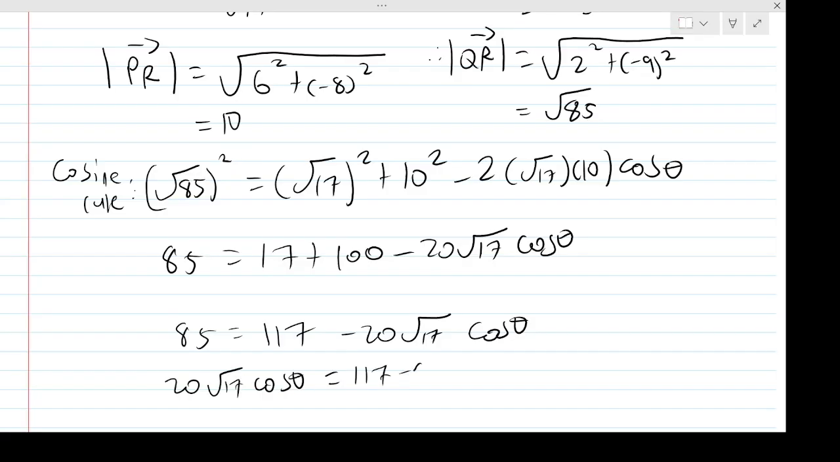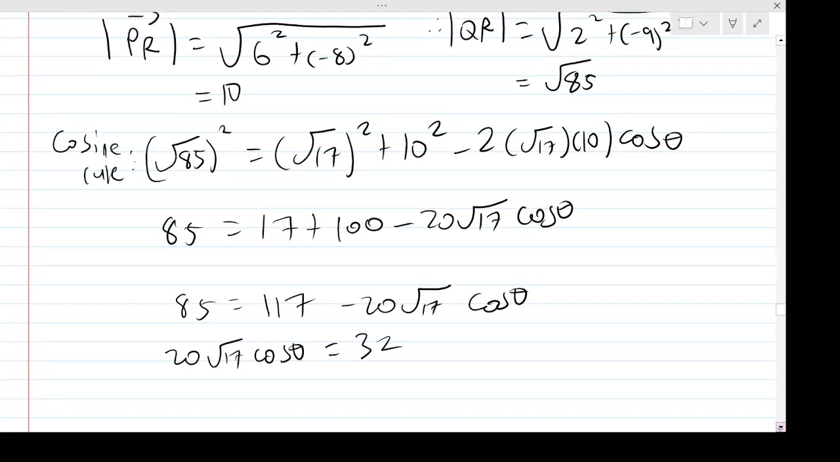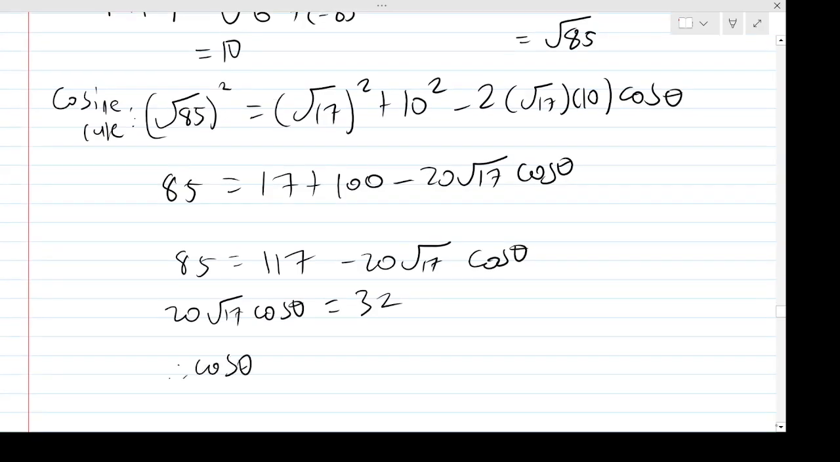So then I can say that 20 root 17 cosine of theta is going to be 117 take away 85, which is 32. And so therefore cosine of theta is going to be 32 divided by 20 root 17. So therefore theta, if I do inverse cos, I get 67.17 degrees to 2 decimal places by rounding.